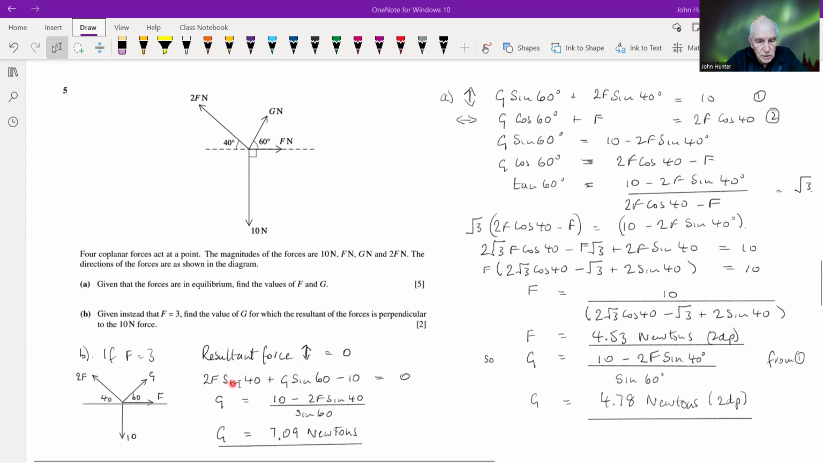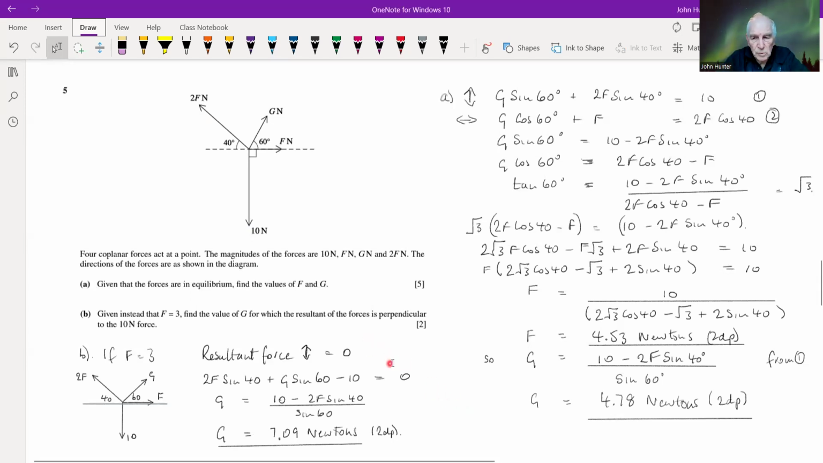So we've done the same thing as before, written that out, and then we can just go through and calculate G. We know what F is, so we've just got an equation in G. And that works out to 7.09 newtons to two decimal places, which I should write in there. Okay, all right, so that is that one.